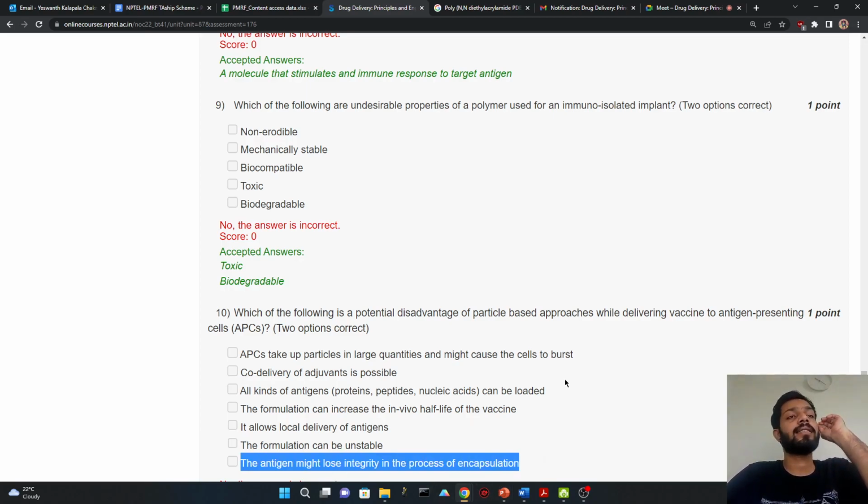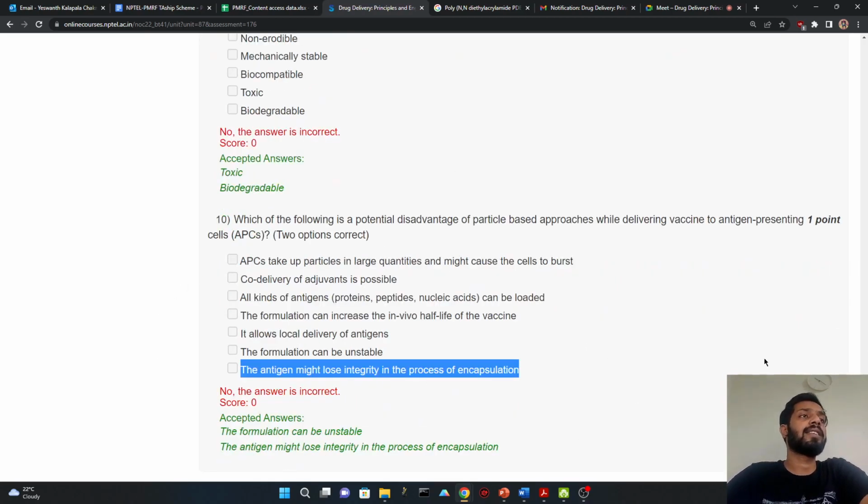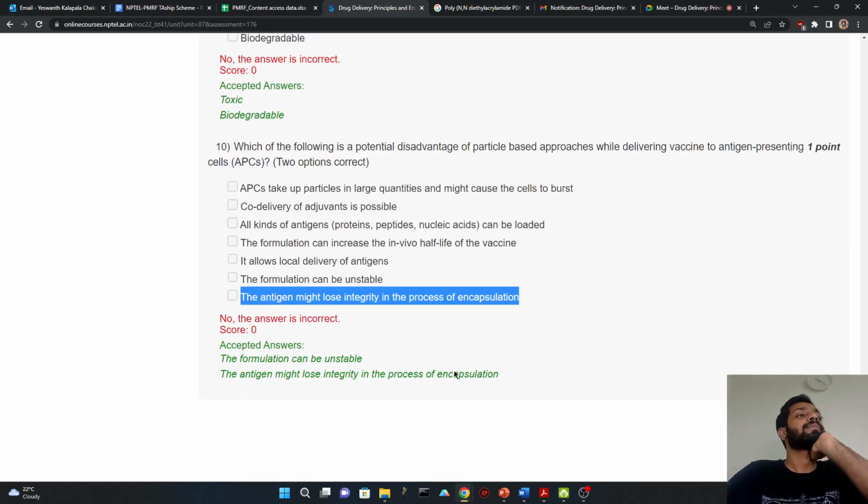If you're doing active loading, it's going to be very stressful for the antigen. And even if you're doing passive loading, in most cases, because there is some charge or pH or whatever that's playing a role, it might cause the antigen to lose its integrity. So that needs to be checked for, but that's one of the potential disadvantages of these particle-based approaches. Yeah.